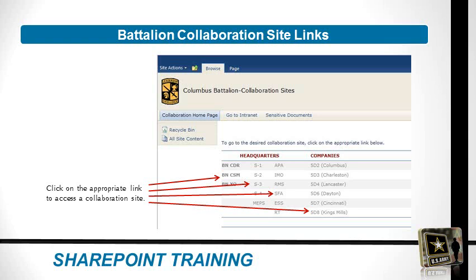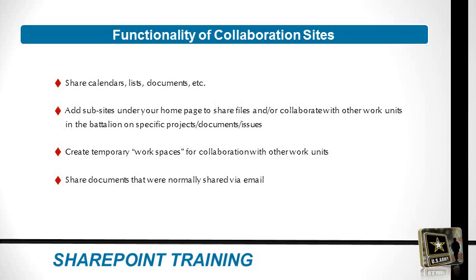Now let's talk about the 3 different ways you can use a collaboration site. The name itself tells you its purpose, to collaborate with others. Collaboration sites allow you to share calendars, lists, documents, etc. Add subsites under your home page to share files and or collaborate with other work units in the battalion on specific projects, documents, or issues. Create temporary workspaces for collaboration with other work units. And share documents that were normally shared via email.